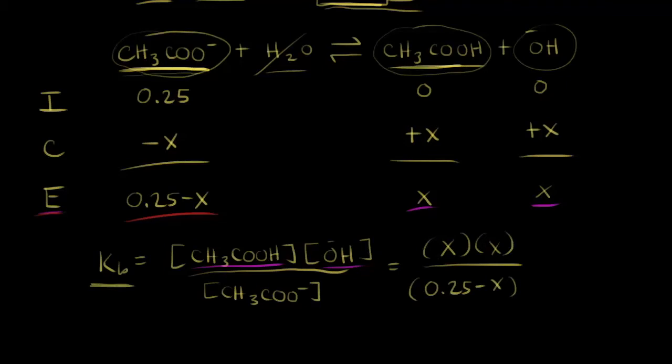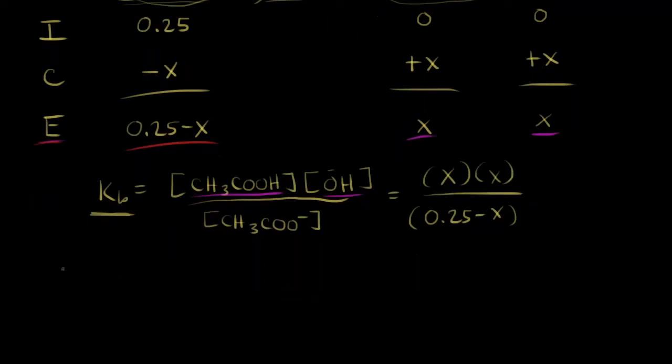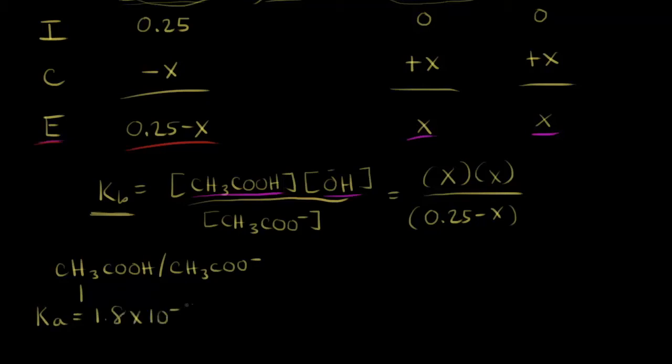And you will probably not be able to find this in any table, but you can find the Ka for acetic acid. So acetic acid, right? Acetic acid and acetate, this is a conjugate acid-base pair. And the Ka value for acetic acid is easily found in most textbooks. And the Ka value is equal to 1.8 times 10 to the negative 5. And our goal is to find the Kb, right? What is the Kb for the conjugate base?